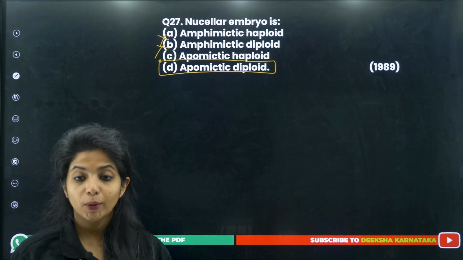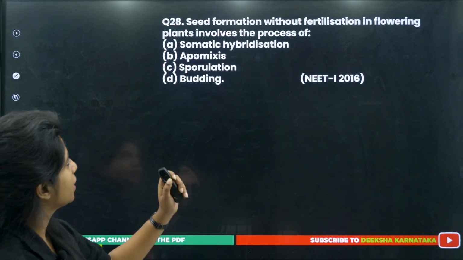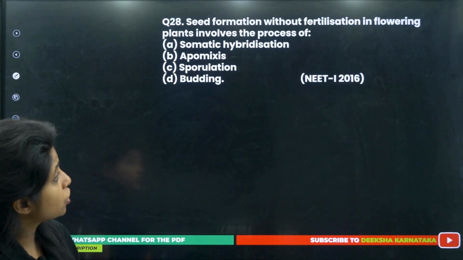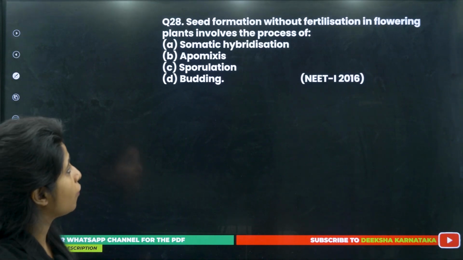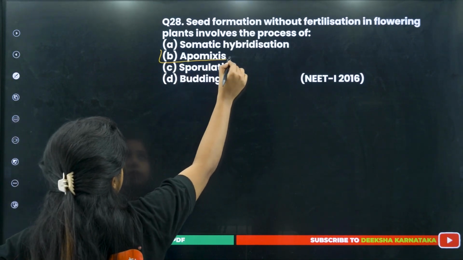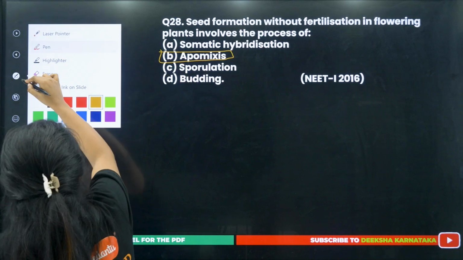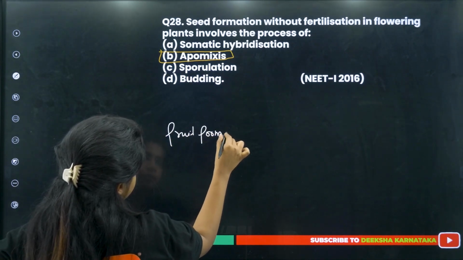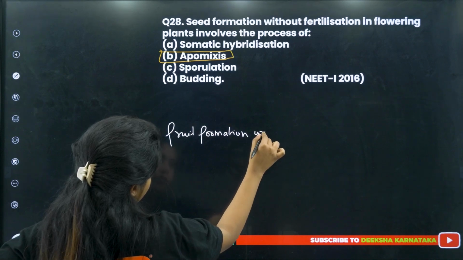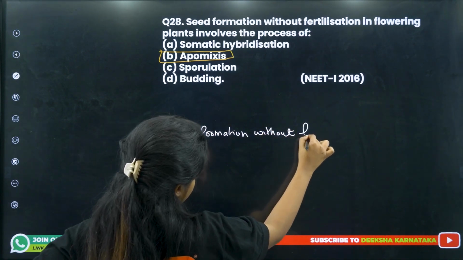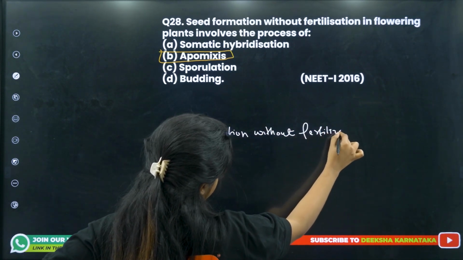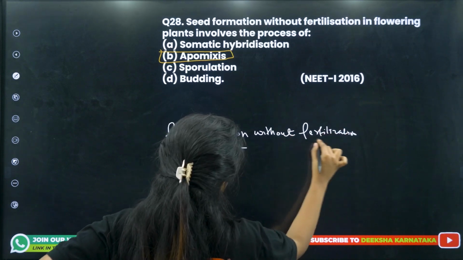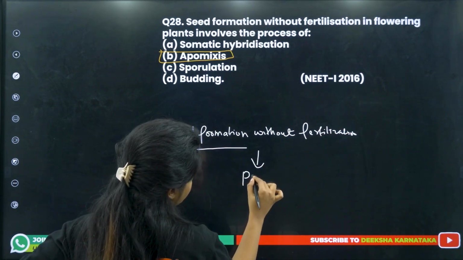1989 question, 27th question, and now we have 3 more. Let's see. Seed formation without fertilization in flowering plants involves the process of, you know the answer, it is known as apomixis. And now if the question is fruit formation without fertilization, what will be the answer for this? It will be known as parthenocarpy, children.